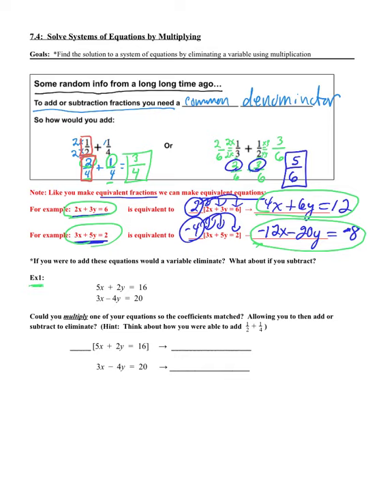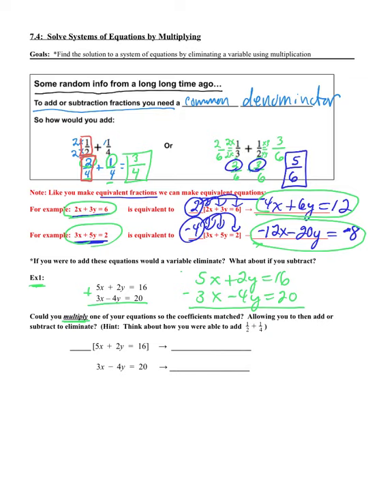Now, we're moving to example 1. If we were to add these equations, would we eliminate a variable? If we put a plus sign here, can we add these two equations and eliminate a variable? No, because 5 plus 3 is 8, and 2 plus -4 is -2. So just by simply adding, we do not eliminate a variable. Now, if we subtracted them, do we eliminate a variable? No, upon examining that, if we subtract those equations, we do not wipe out or eliminate a variable.